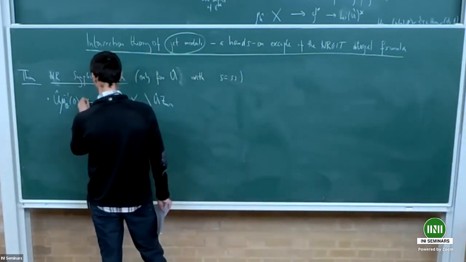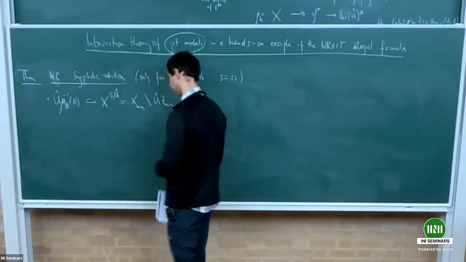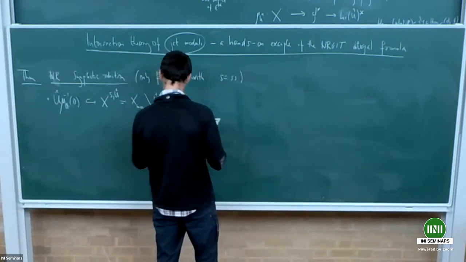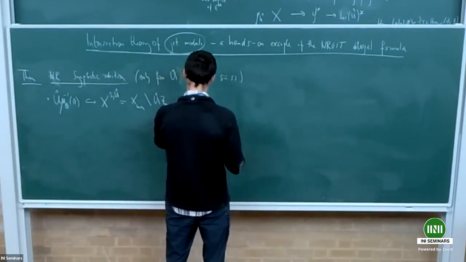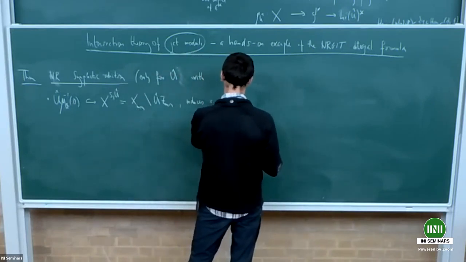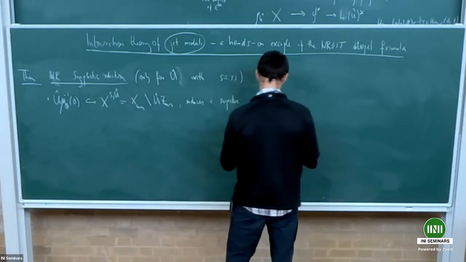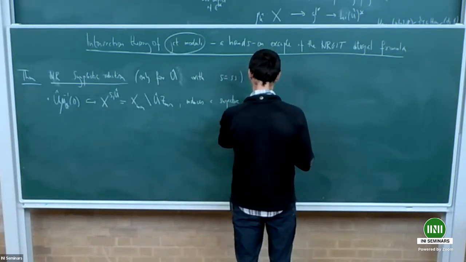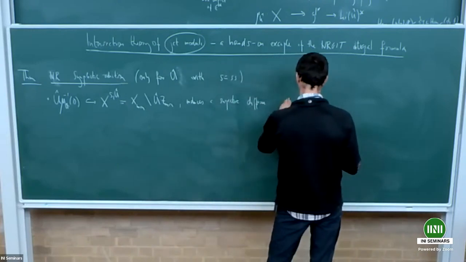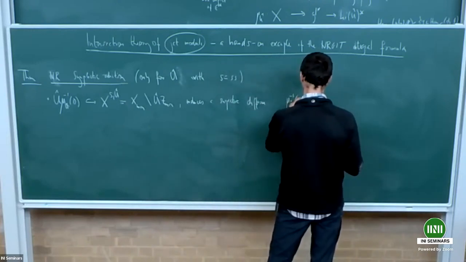And this is actually an open embedding. But it induces a surjective diffeomorphism. And that's kind of the symplectic reduction formula.